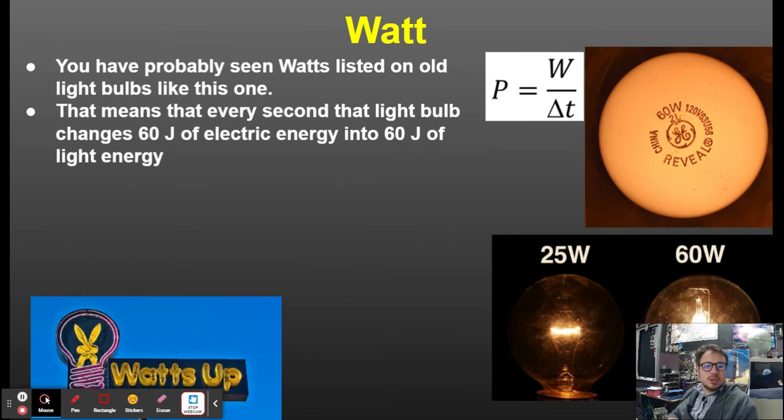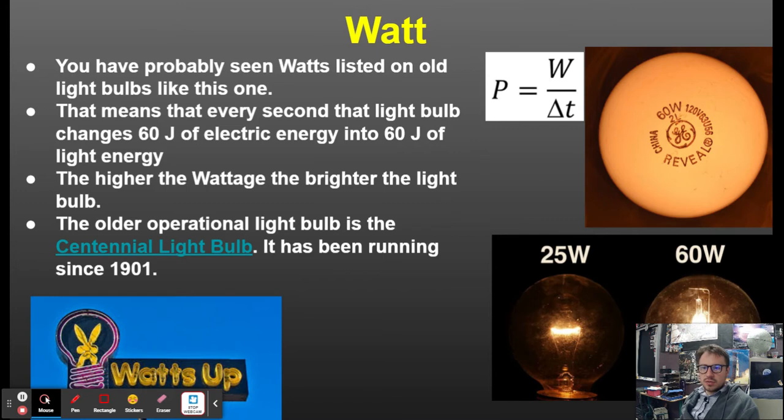It's sort of like a speed limit, or a speed. You're going 60 miles per hour, or 60 watts, which is like 60 joules per second. Same thing with 25 watts or 25 miles per hour. It's like a speed. How fast is that energy changing or transforming?